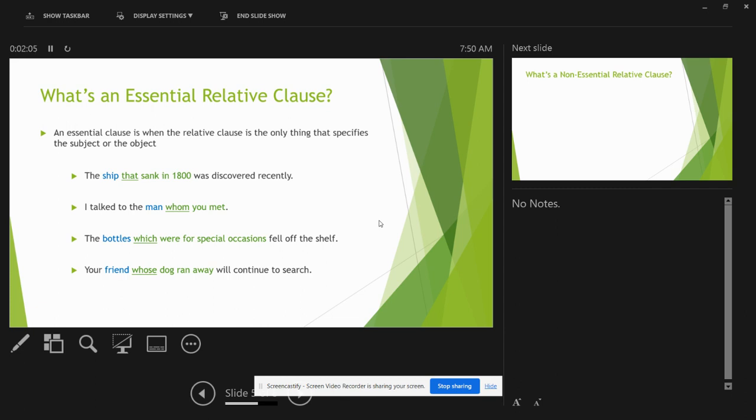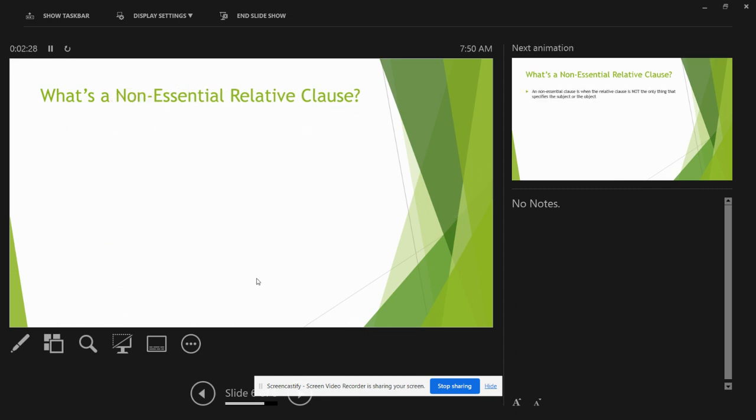There's nothing else that specifies ship. Of all the ships that have sunk, which ship are we talking about? The one that sank in 1800. I talked to the man. Well, of all the men in all the world, which one did I talk to? The one whom you met. So the relative clause is the only thing that specifies the man. All right, same with the other two examples.